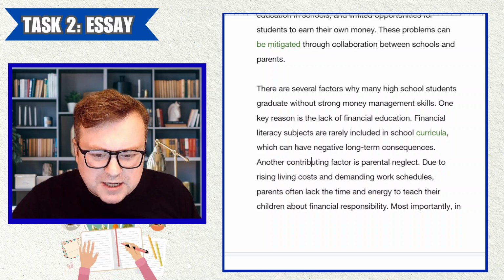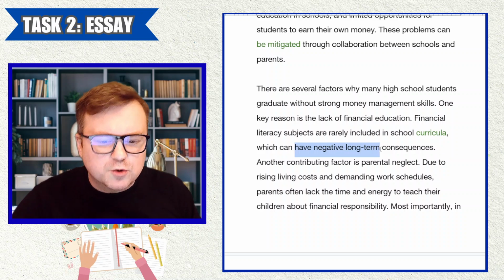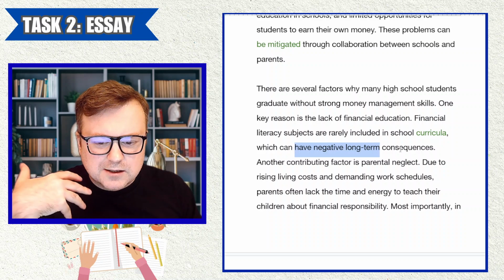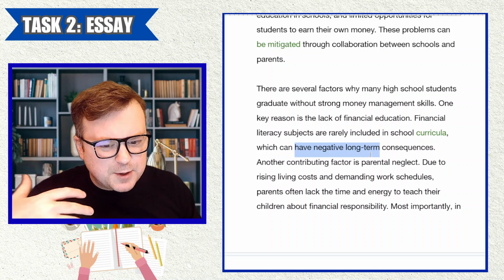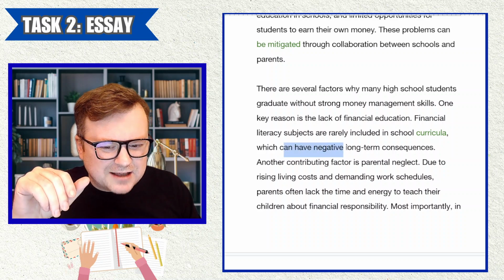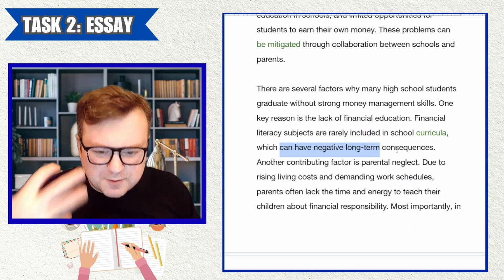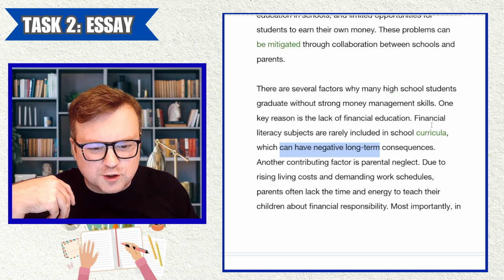Okay, that's a little bit empty, isn't it? Can have negative long-term consequences. Feels a bit generic. You could say this about anything. So it just feels slightly generic here. Yeah, I'm a little bit dissatisfied. I'm like, well, what are those negative long-term consequences?